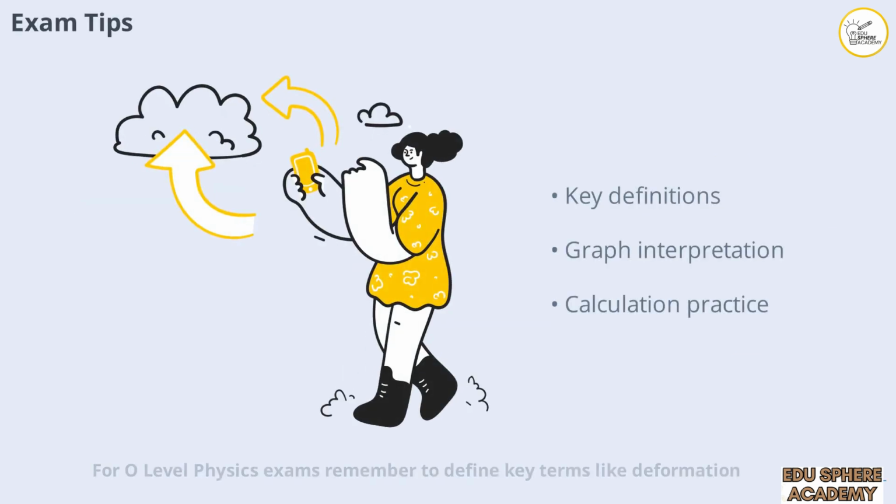For O-level physics exams, remember to define key terms like deformation, Hooke's law, and spring constant. Practice drawing and interpreting graphs, and understand how to calculate force, extension, and combined spring constants. Reviewing experiments and real-world examples will help reinforce your understanding and prepare you for exam questions.